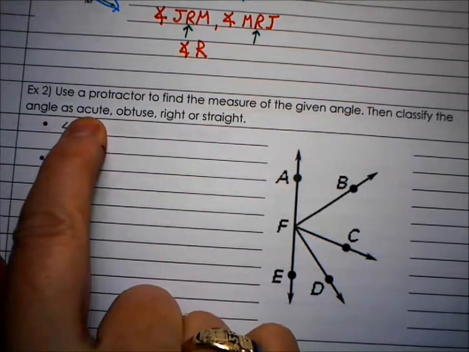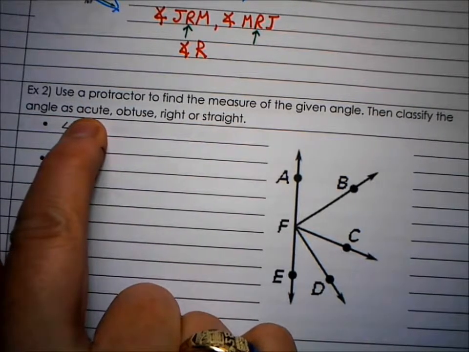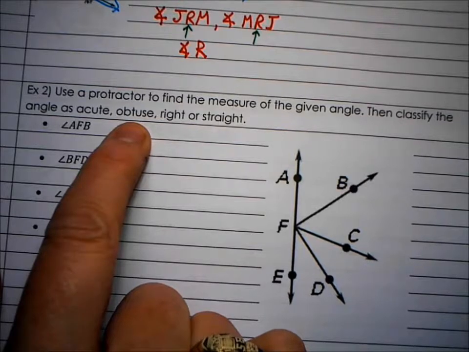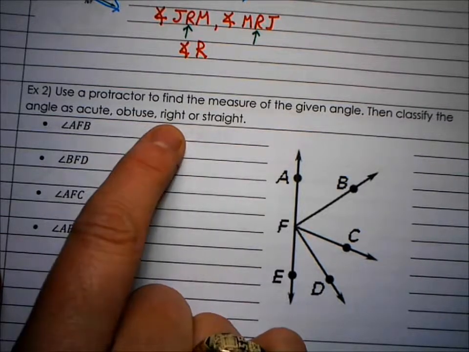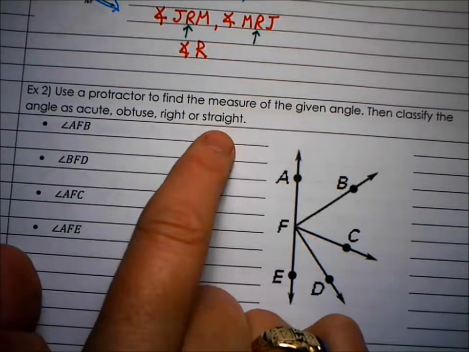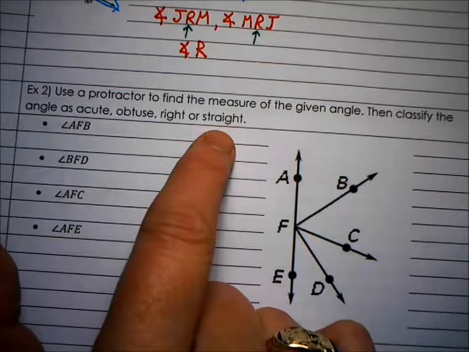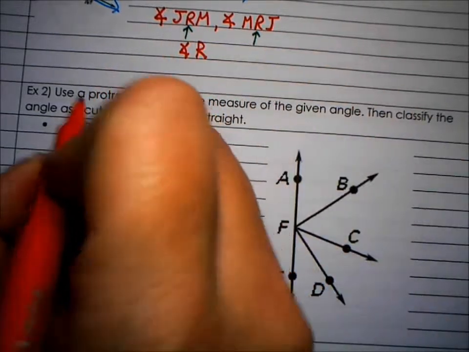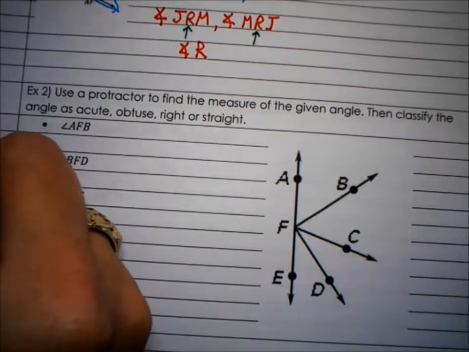Remember, acute is an angle that is less than 90 degrees. Obtuse is the opposite of that, an angle that is greater than 90 degrees. A right angle is equal to 90 degrees, and then a straight angle is equal to 180. If you need to write those down, make sure you do so. At least you can put it in the column over here.